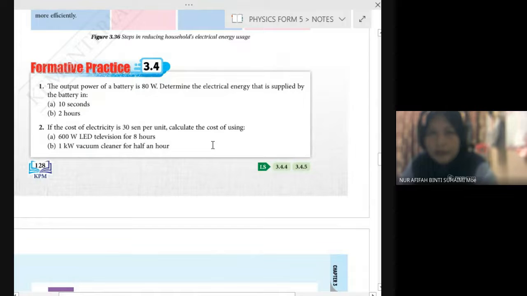Right, go to formative practice. The output power of a battery is 80 watts.